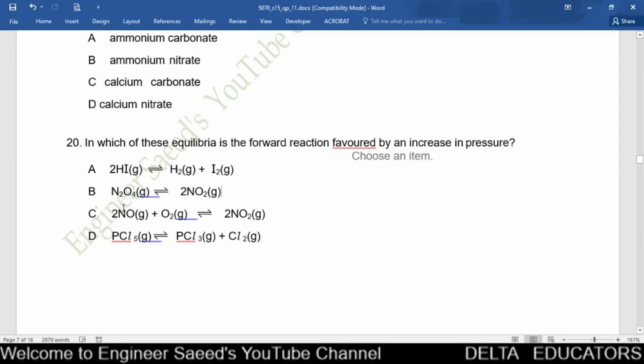Option C, 2 moles of NO plus 1 mole of oxygen and after the reaction 2 moles of NO2. So before the reaction we have total moles 2 plus 1, 3, and after the reaction 2. So here the number of moles on the reactant side is more and on the product side it is less. So here we can say volume on the product side is less as compared to volume on the reactant side. So in this reaction, if we increase the pressure, the reaction will proceed in the forward direction. So here our correct option will be option C.